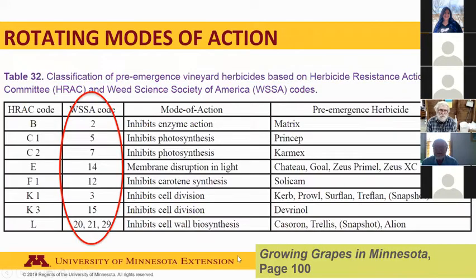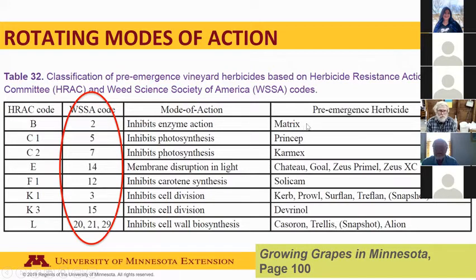So in this table here, again, this is Growing Grapes in Minnesota, page 100. It shows these different WSSA codes. Those are your modes of action. So each different number is a different herbicide mode of action here. It's how that herbicide targets or kills the weed.